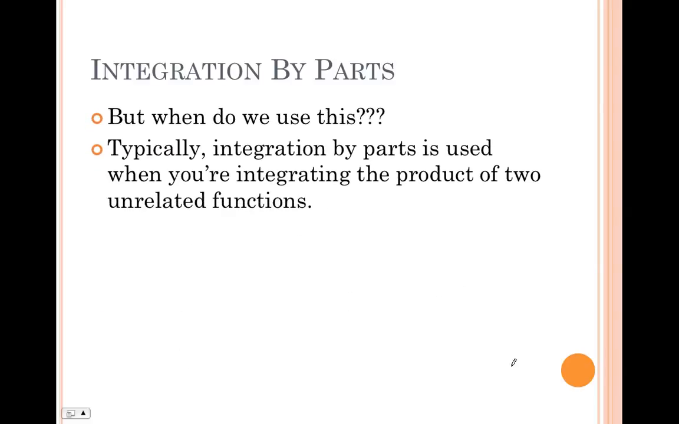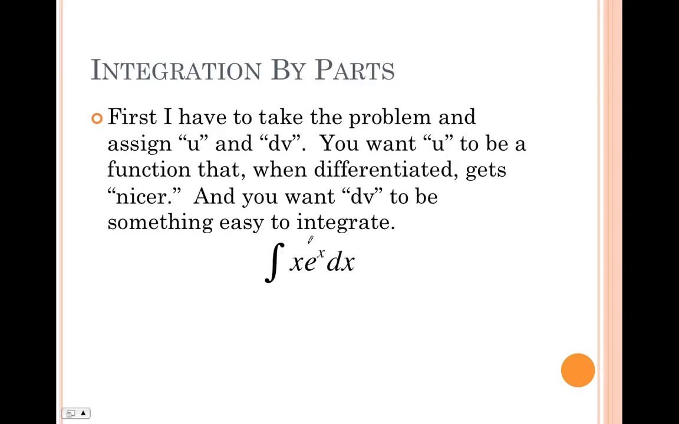We typically use integration by parts when you are integrating the product of two unrelated functions. For example, the integral of x times e to the x dx. Okay, it's a product of two functions. One is linear, one is exponential. I can't use u substitution. Prior to what you're going to learn today, you would not have been able to integrate this, and that is what I'm going to show you how to do now.